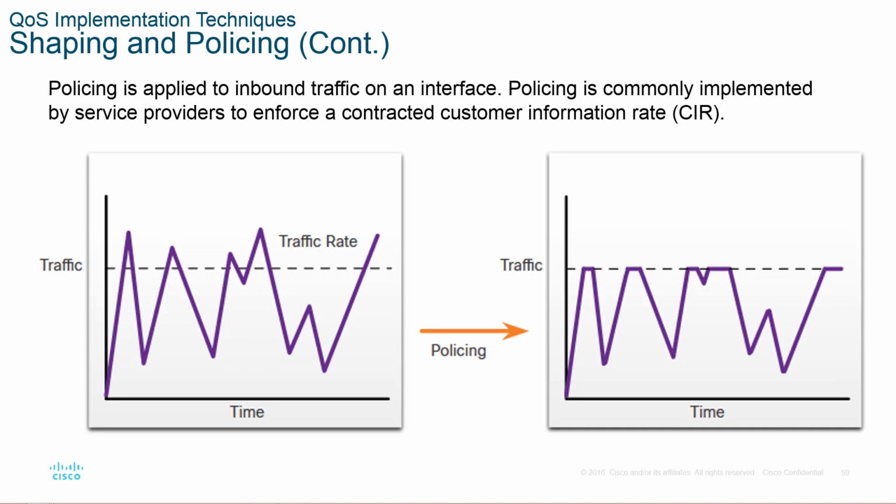So policing is applied to the inbound traffic on the interface. It's implemented by service providers to enforce a CIR, or a contracted customer information rate. Something to note, though, is that the service provider may also allow bursting over the CIR if the service provider's network isn't currently experiencing congestion. So you may get a higher CIR than you were expecting, which is nice.